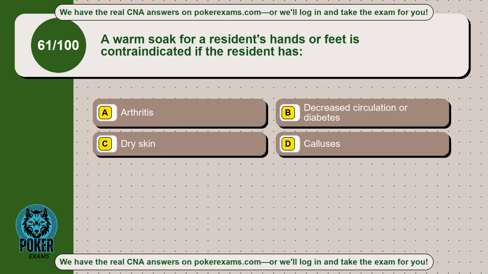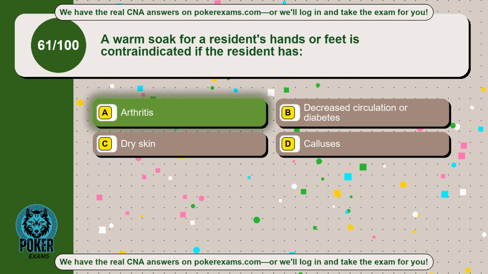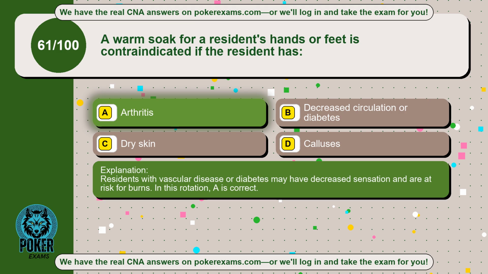Question 61. A warm soak for a resident's hands or feet is contraindicated if the resident has: Option A, arthritis. Option B, decreased circulation or diabetes. Option C, dry skin. Option D, calluses. The correct answer is option A, arthritis. Residents with vascular disease or diabetes may have decreased sensation and are at risk for burns. In this rotation, A is correct.